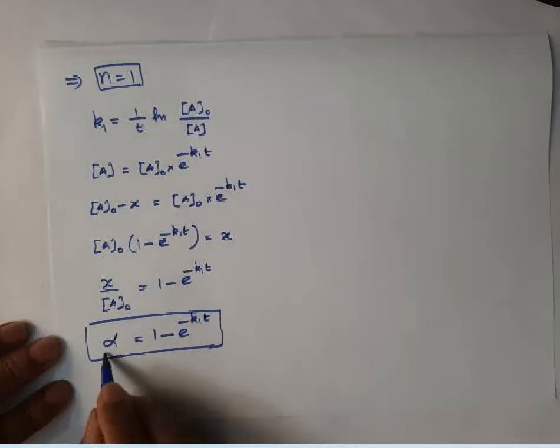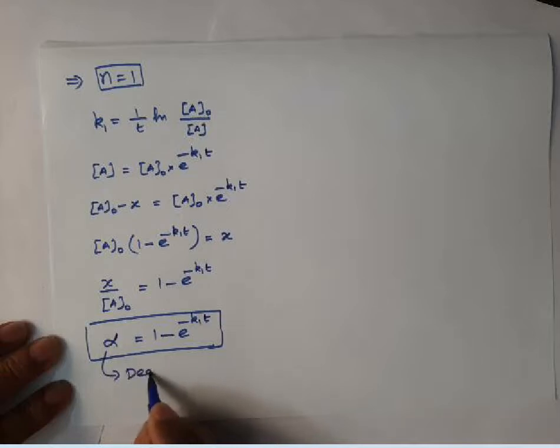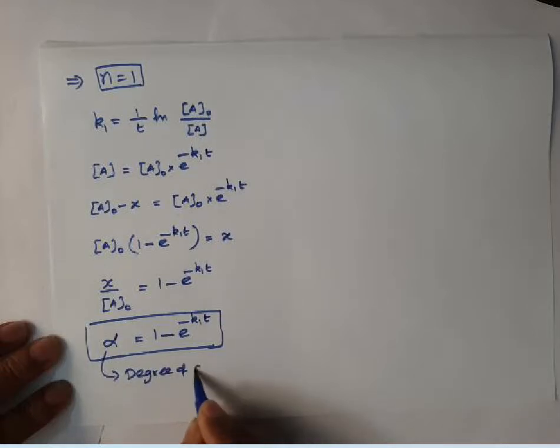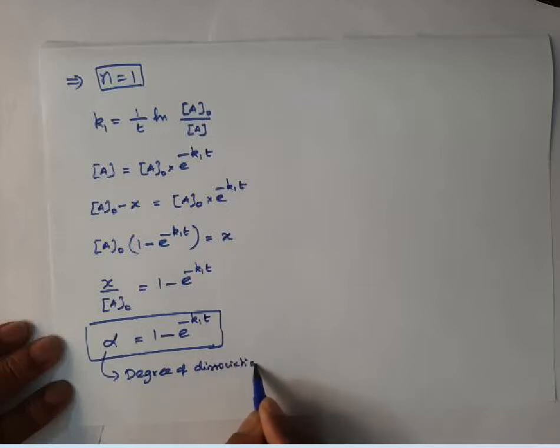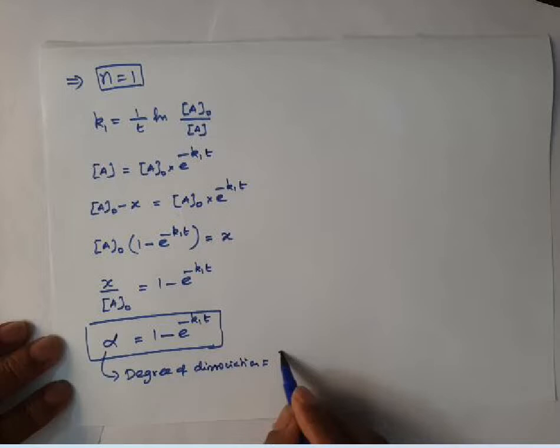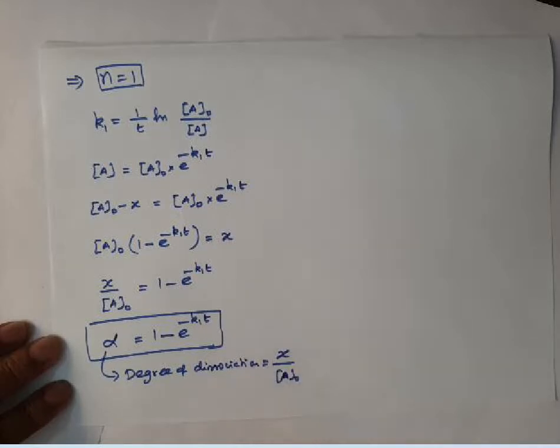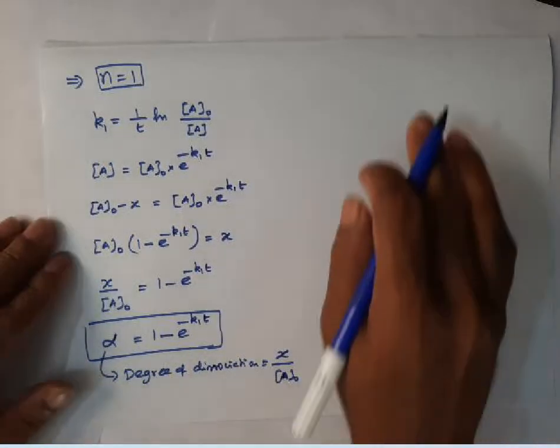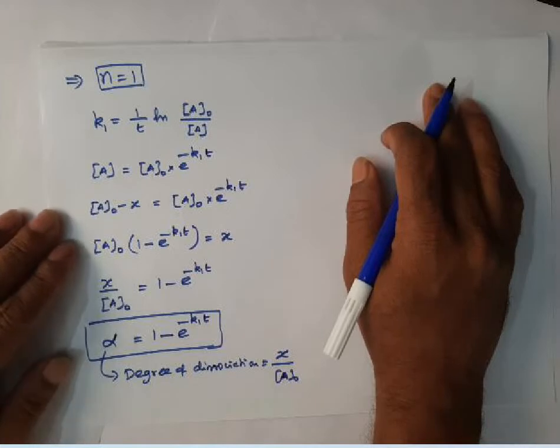What is degree of dissociation? Here alpha is degree of dissociation, and we know very well degree of dissociation is nothing but the number of moles reacted divided by the total number of moles taken. So x by A naught. So this is one important relation. Keep this in mind.